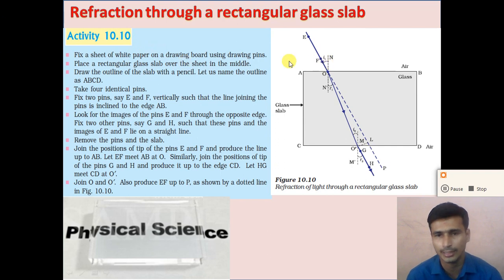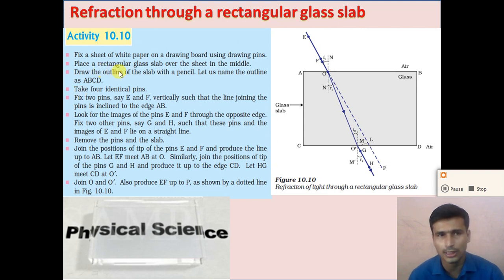As per the activity, we fix a sheet of white paper on a drawing board using drawing pins. We take one drawing board, and on the drawing board we fix a white paper using drawing pins, right? So we attach one piece of white paper on a drawing board. Now the second point is to place a rectangular glass slab over the sheet in the middle. In the middle of the white paper, we place a rectangular glass slab.